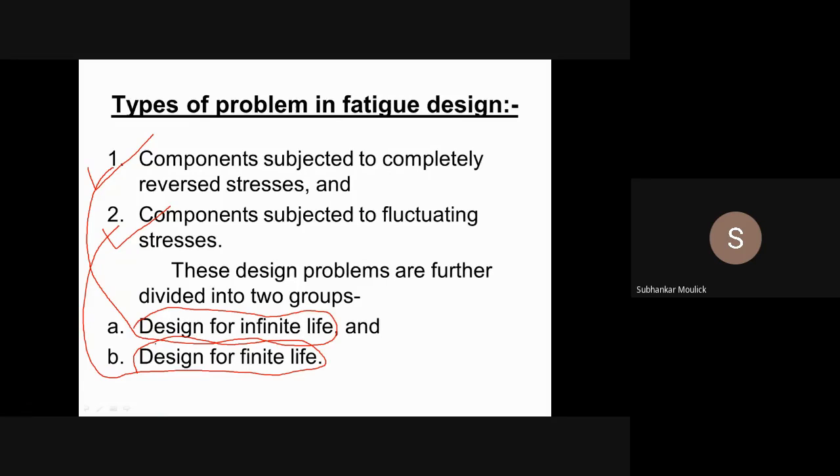So presently we will design one component with infinite life. Then in the next class, I will show you how to design any component for finite life. Okay, fine. So let us take a problem. But before taking that problem, what are the steps which you have to keep in mind?